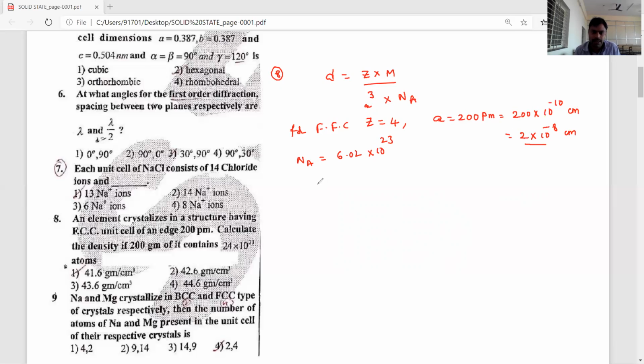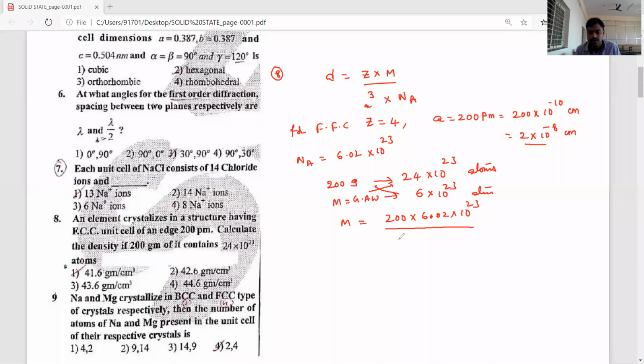Now, M we don't know; we need to calculate M. How to calculate it? 200 grams contains 24 into 10 to the power of 23 atoms. But M means gram atomic weight, which always contains a fixed 6.023 into 10 to the power of 23 atoms. Now the M value is calculated by cross multiplication: gram atomic weight of the element is equal to 200 into 6.02 into 10 to the power of 23 by 24 into 10 to the power of 23. On simplification, how much will it come to? 50 grams.